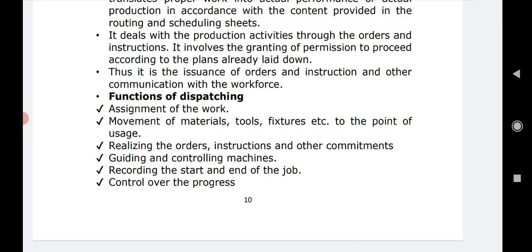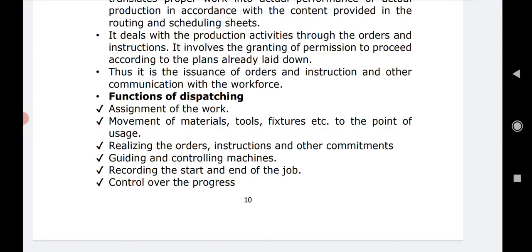In dispatching, orders are issued, instructions are issued, and communication takes place with the workforce about how they are going to perform the work, right? So as to meet the deadlines with the proper quality, quantity and time period.